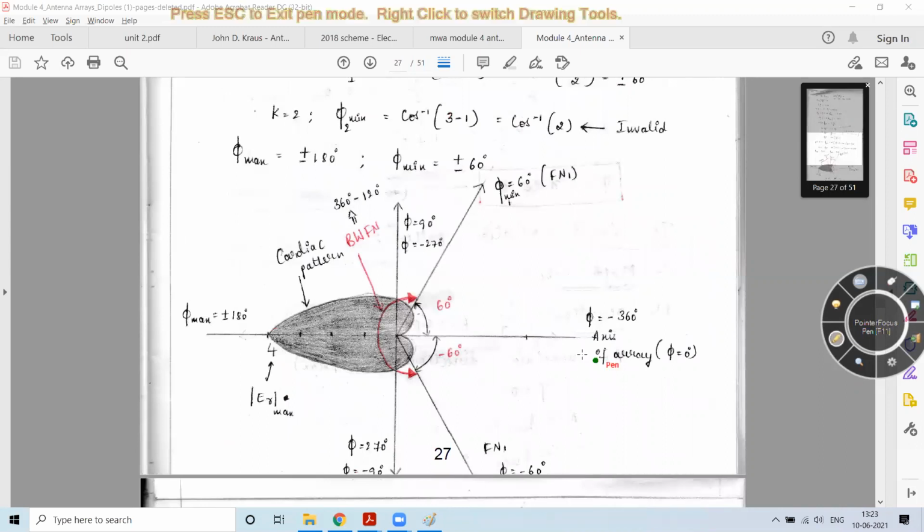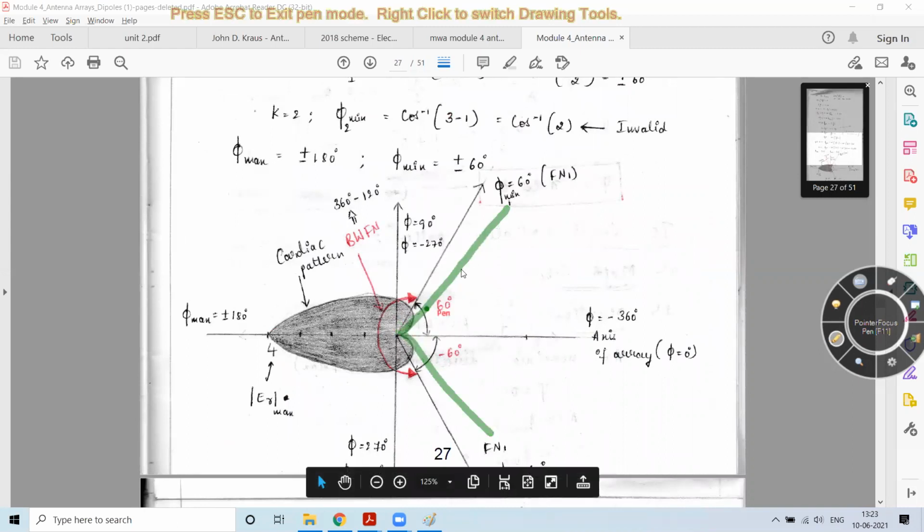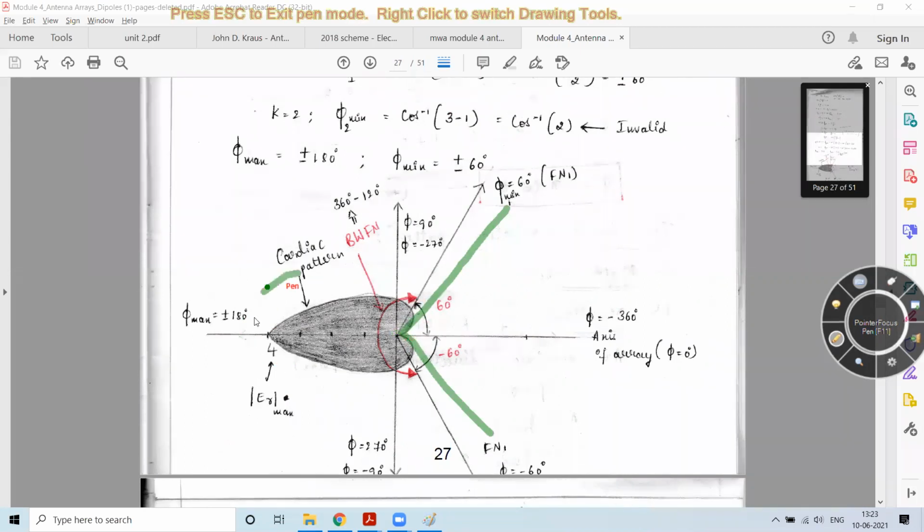So here, how do I obtain this? Here it is along the 60 degrees, and I am having a null in these two directions. If you observe, I don't have any other parameters over there. So I'll be having a pattern which is represented over here.